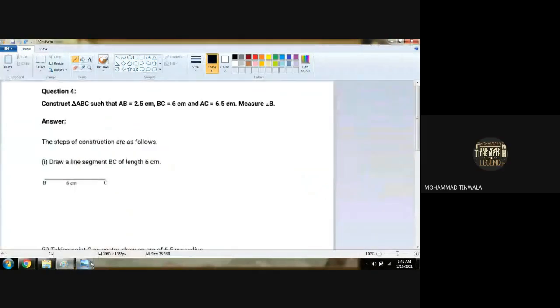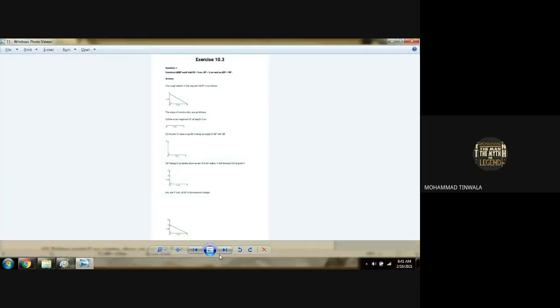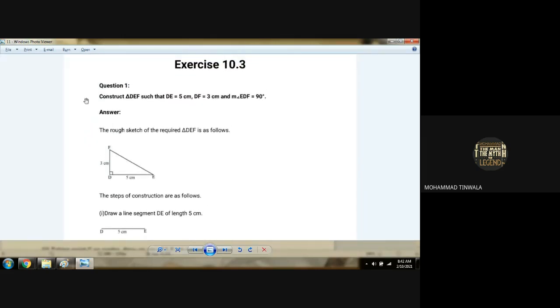So our exercise 10.2 is over. Let us construct exercise 10.3. Chalo. It's almost time is up. So your homework is you have to complete exercise 10.1 and 10.2 to construct parallel lines and the triangles with all the 3 sides given.